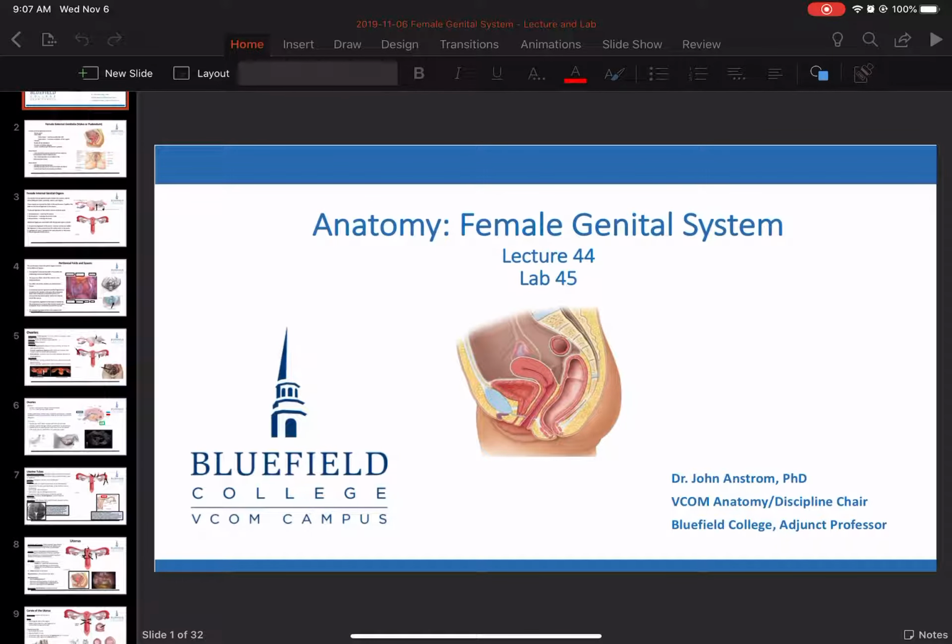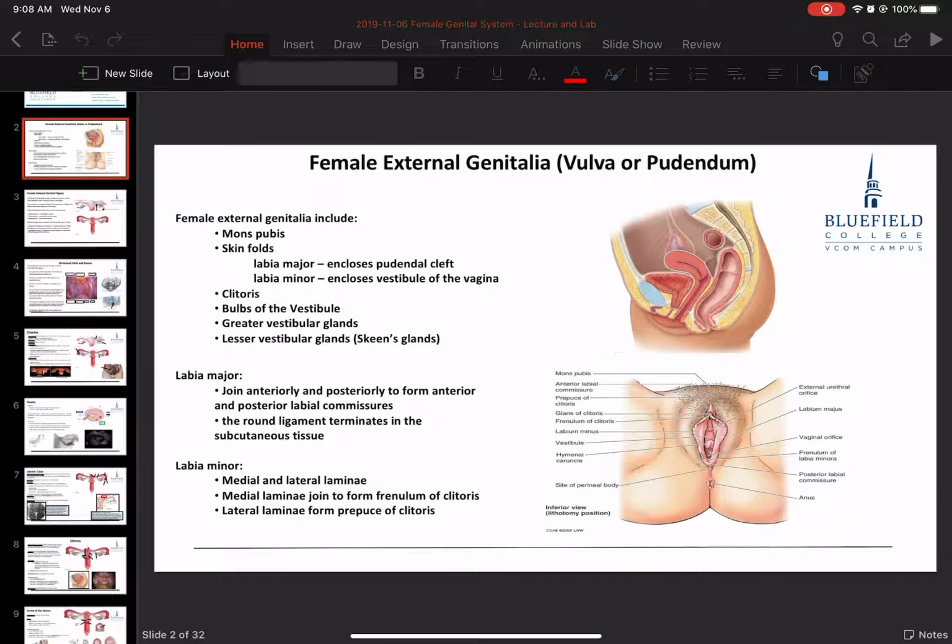The other terms that are important here is this space that is outlined by the labia minora. Right here, this would be referred to as the vestibule of the vagina. So vestibule is just like an entrance way. And then we've dealt with this before when we were doing the urinary system, and we talked about the female urinary system. We mentioned the external urethral orifice right here. So this is similar but different from the male.